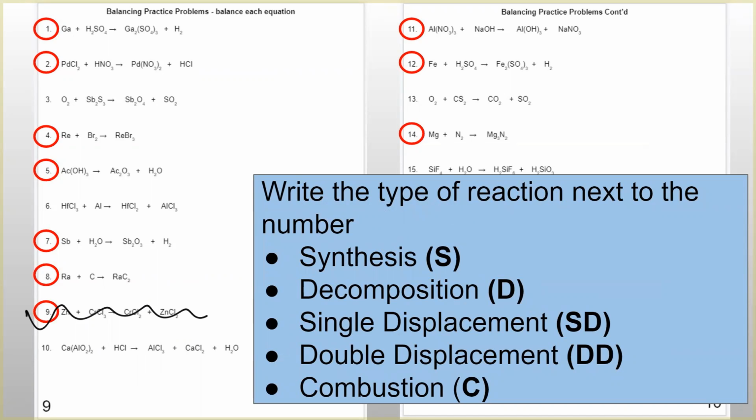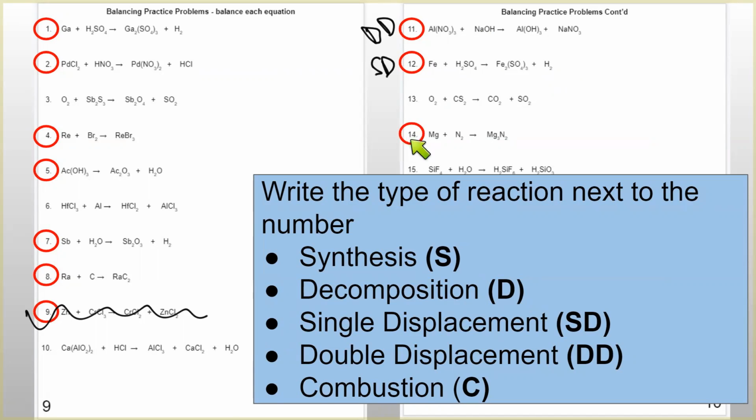Okay, number 11, aluminum and a bunch of other stuff going on. So let's just follow aluminum. In the beginning, it's with nitrate, and then later it's with hydroxide. Okay, so that looks like a switch. Sodium at the beginning is with hydroxide, and later it's with nitrate. So that is a double displacement. Number 12, iron by itself, and then later on, hydrogen's by itself. So iron displaced the hydrogen. That one is single displacement.